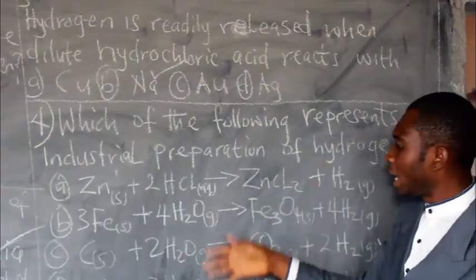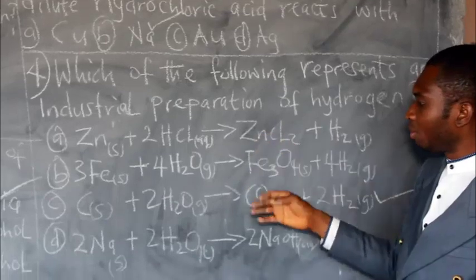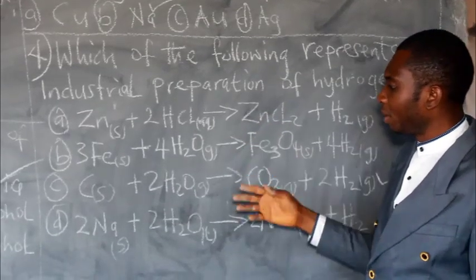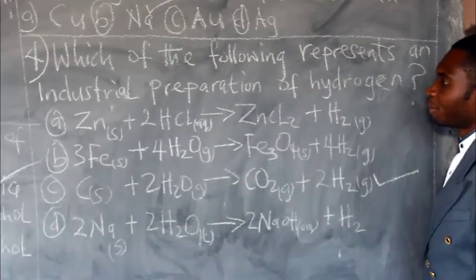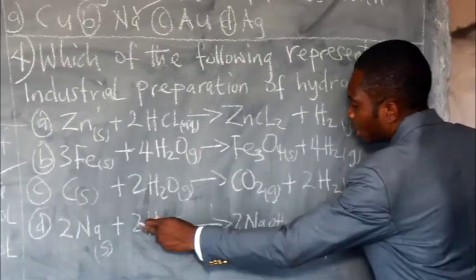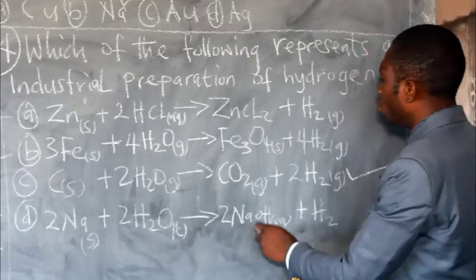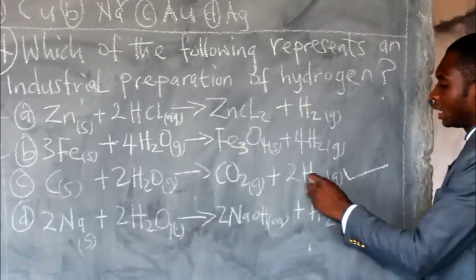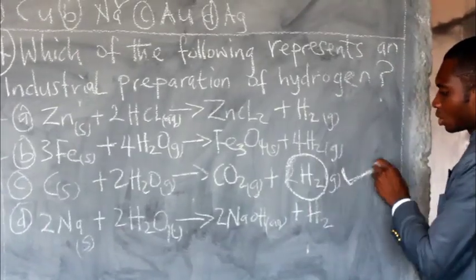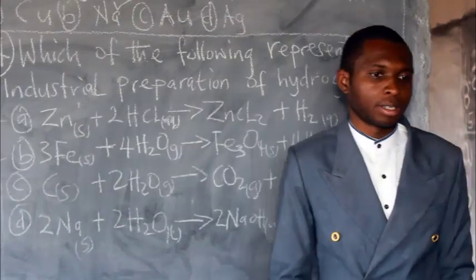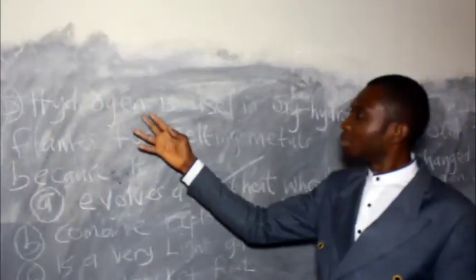Which of the following represents an industrial preparation of hydrogen? Well, these are various ways hydrogen can be prepared, but the commercial form of preparation from this option is the reaction of coke, that's carbon, plus H2O, which gives you carbon monoxide and hydrogen gas. So this is the correct answer.